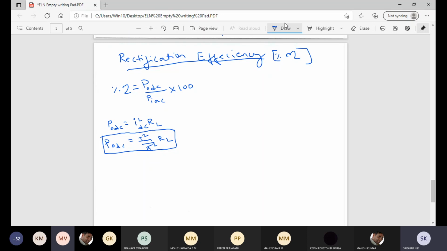Right? This is PDC. Similarly, what is the other component here? P input AC. So what is P input AC? It is AC. P input AC is equal to I square RMS into RL, because the AC component is nothing but the RMS component.